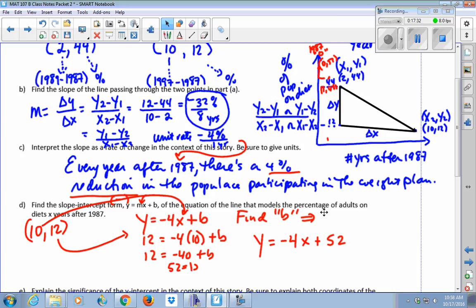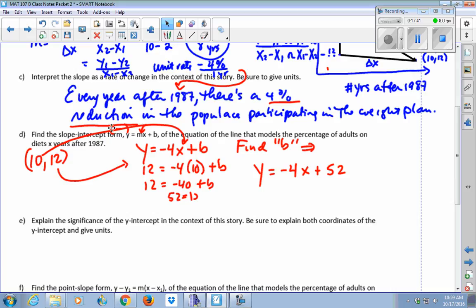So I went back 2 years, so I added 8% to 44. That would do it for me. That would be okay. All right? Unless I said algebraically find versus graphically.